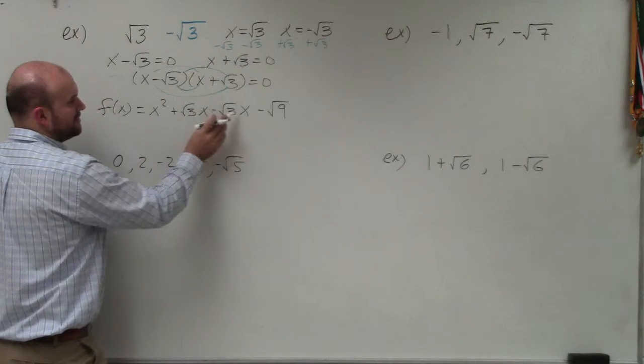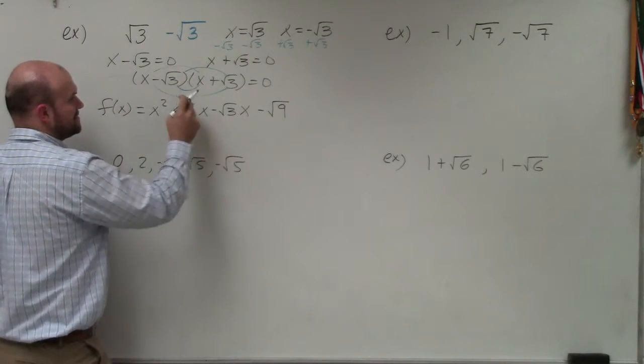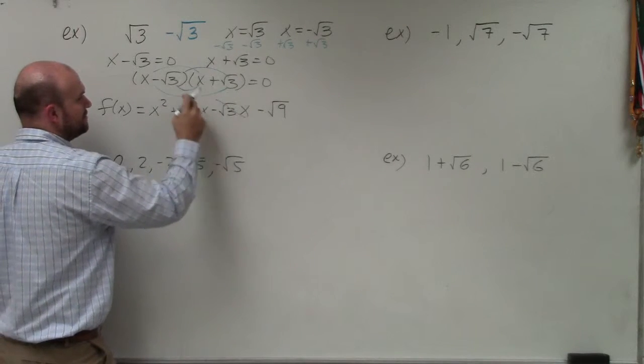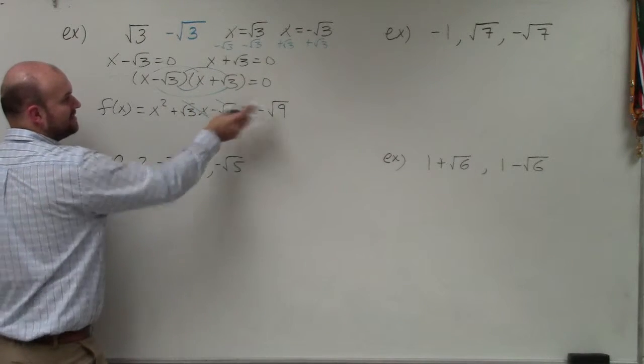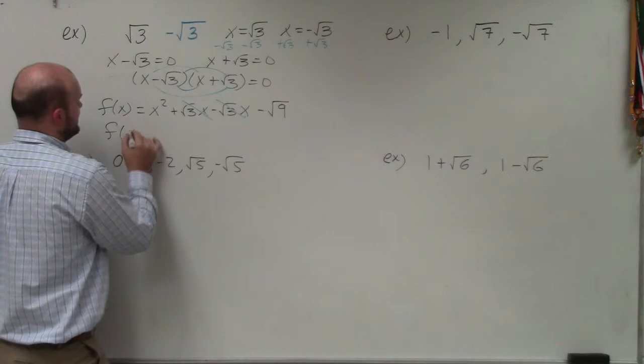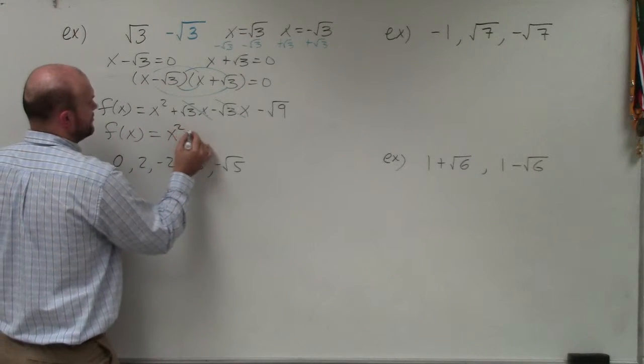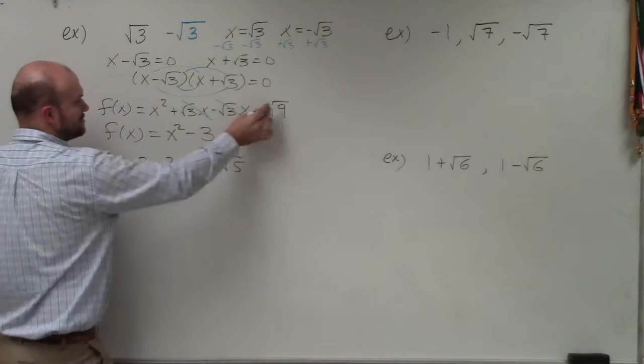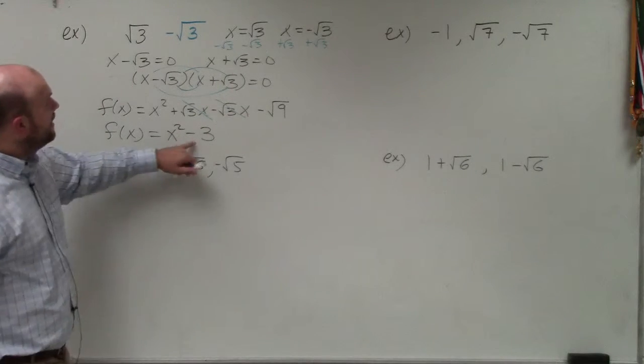Obviously, you guys can see here I have a positive and negative of the same term. Those are going to add to 0, so we don't need to write it. And then the square root of 9 is going to be 3. So my final answer is f of x equals x squared minus 3, as the square root of 9 is 3. And there you go, ladies and gentlemen.